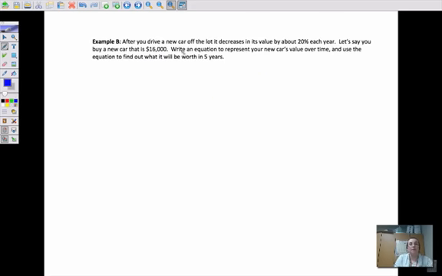Now we're talking about a new car in this next one. It says that when you drive a new car off the lot, it decreases in value by about 20% each year. So we're looking at exponential decay, and it's 20% every year. The car is $16,000, and we want to find the value over time. When we're using 20%, the rate that it's losing is 0.2. To find the multiplier, I'm going to do 1 minus the rate, which is 20%.